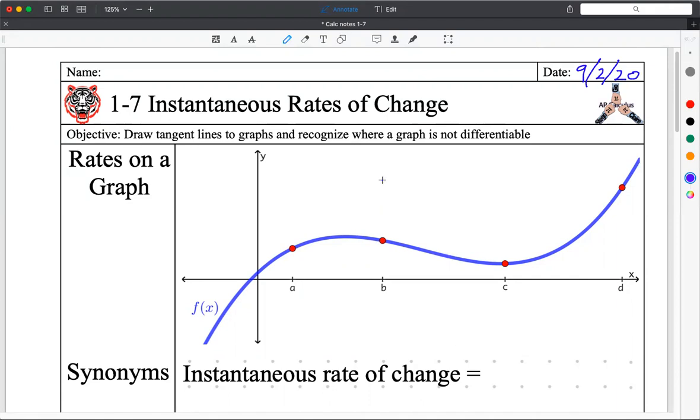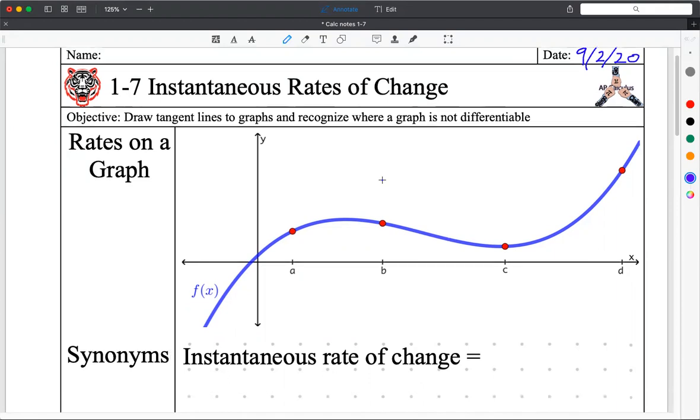Tangent lines to graphs. So let's do that right now. Actually, let's do a bit of review. 1-6 was average rate of change. So what would be the average rate of change? How would I represent that graphically over the interval from A to D? What would you do?